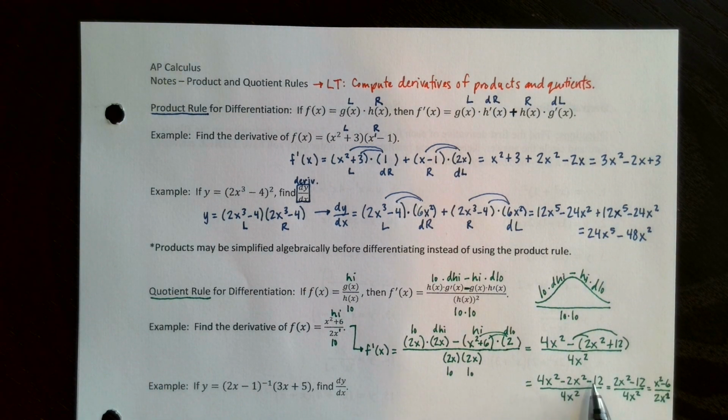After I distribute the minus, I combine the x squareds in the numerator. I got 2x squared minus 12 over 4x squared. I noticed that all of those coefficients were even, so I'm able to pull out a 2. I wish I could have shown you that step. So I reduced all the terms by 2, and the final answer is x squared minus 6 over 2x squared.